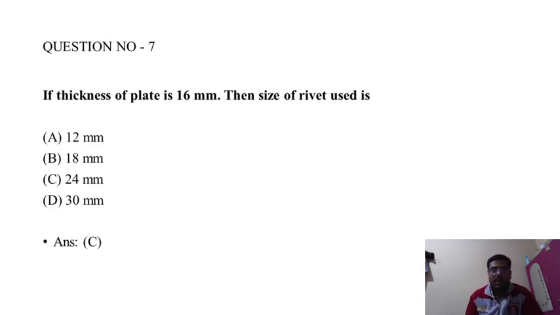Question number 7. Carefully observe here. The thickness of the plate is 16 mm. The size of the rivet used is: Option A, 12 mm. Option B, 18 mm. Option C, 24 mm. Option D, 30 mm. So choose your correct answers.